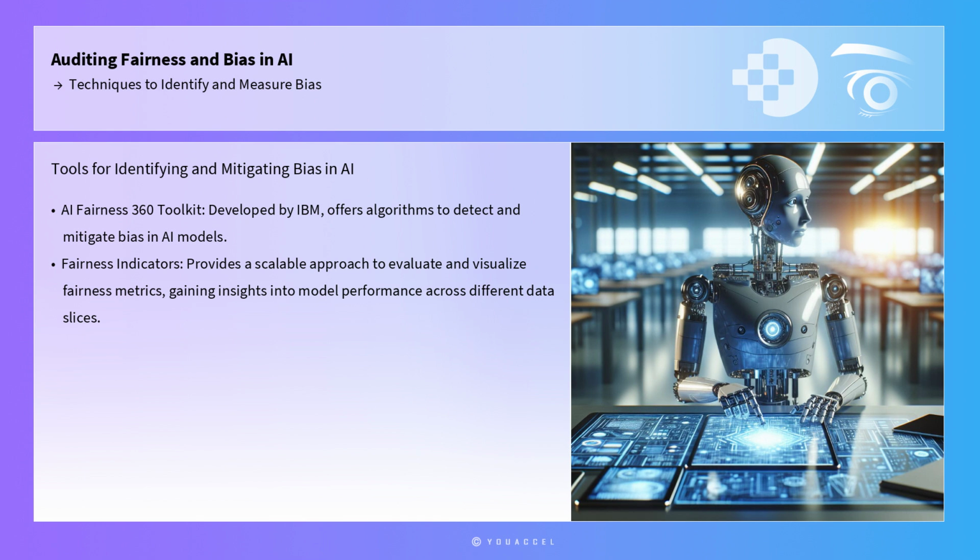Practical tools and frameworks play a vital role in identifying and measuring bias. The AI Fairness 360 Toolkit, developed by IBM, offers a comprehensive suite of algorithms to detect and mitigate bias in AI models. It includes metrics to assess bias in datasets and models, as well as algorithms to mitigate identified biases, making it an invaluable resource for AI auditors. The fairness indicators from TensorFlow are another powerful tool, providing a scalable approach to evaluate and visualize fairness metrics, enabling auditors to gain insights into model performance across different slices of data.